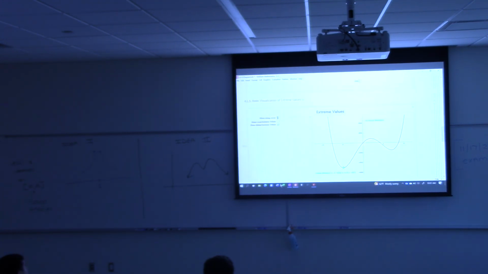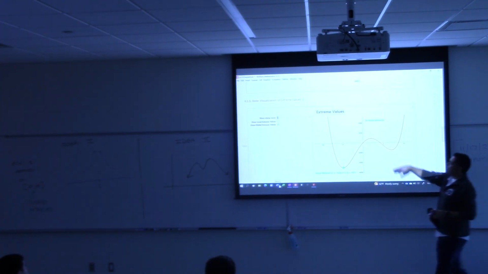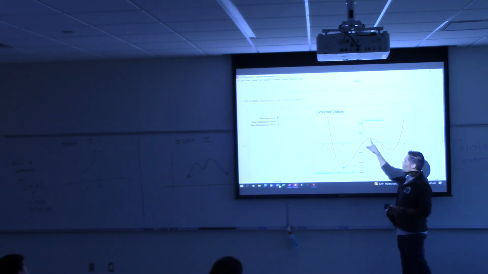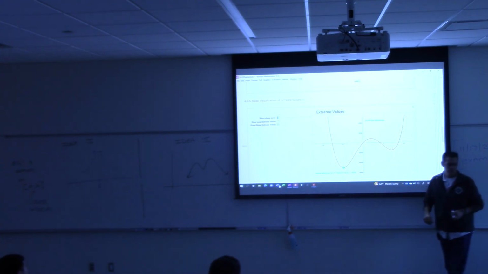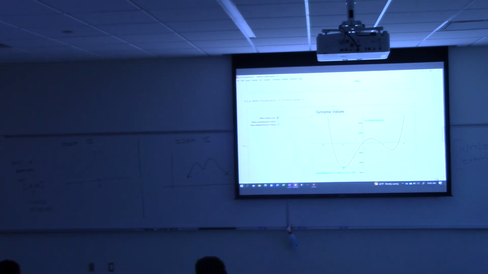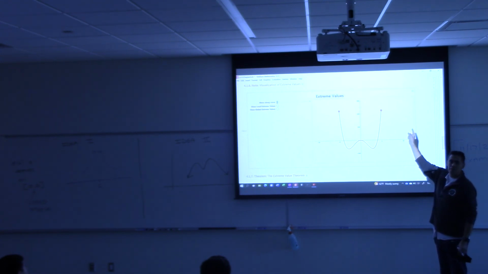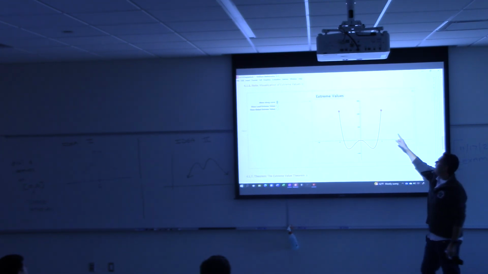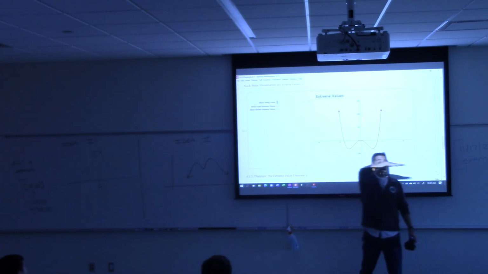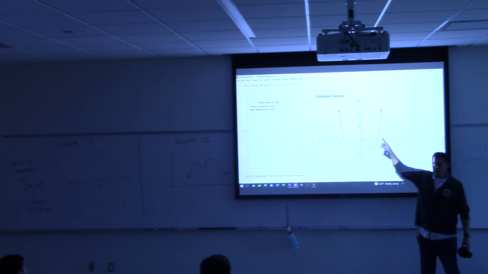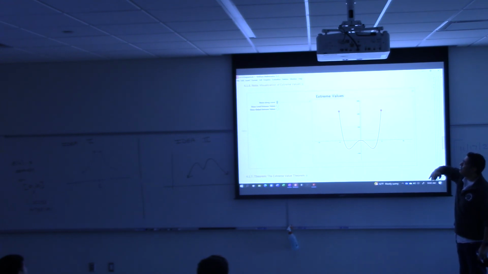Okay, how about this? Those are my globals, right? Global min, global max, local min, local max, local min. I have one more. This is an example to show you that our global max occurs at two different points. At this endpoint and this point, the global max is how high those points are. So here our global maximum value is just how high that is, but it happens at two places.